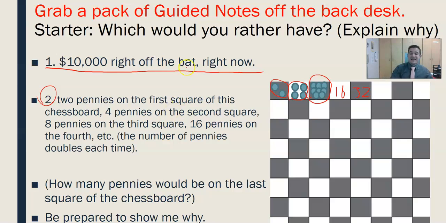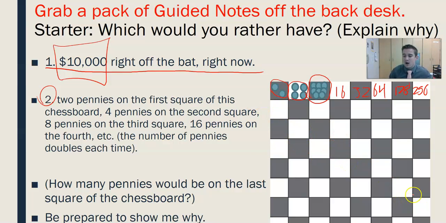And at first glance, this doesn't seem like a whole lot of money. I don't want pennies, I want 10 grand. Boom, in my pocket, love it. But you start to notice as this continues to increase, it continues to double every time, it just keeps getting bigger and bigger, faster and faster. That number gets big really, really fast.